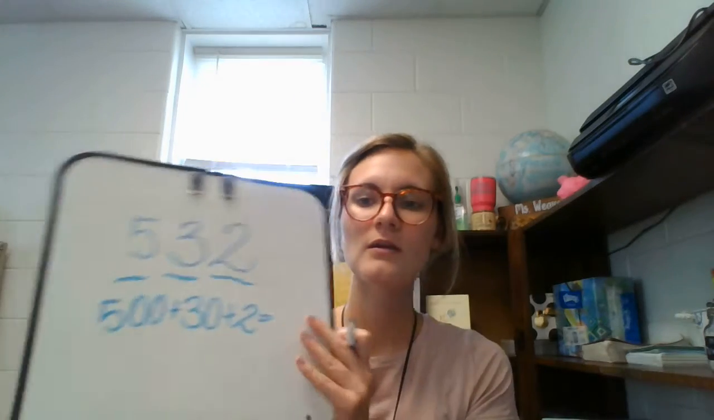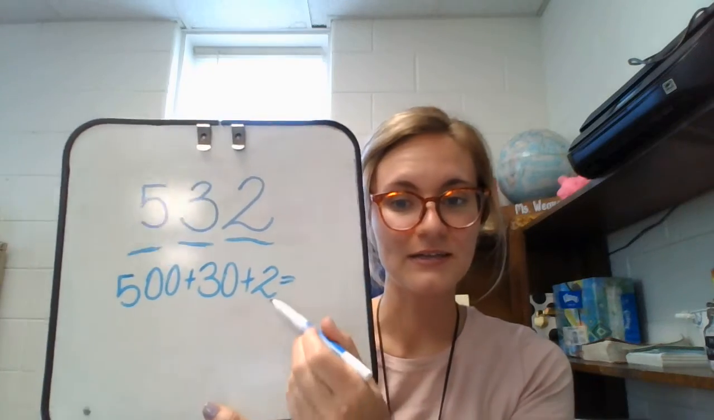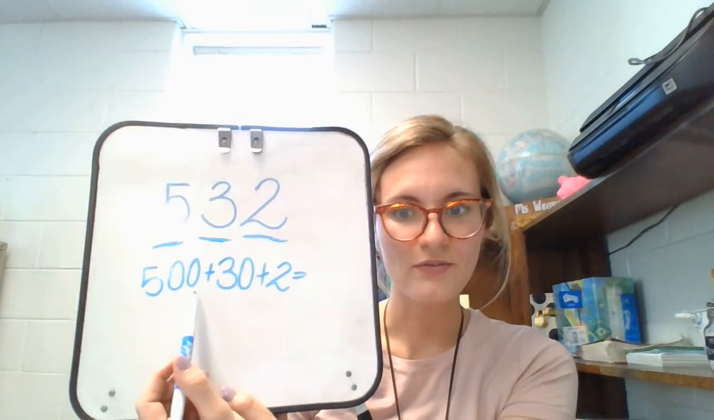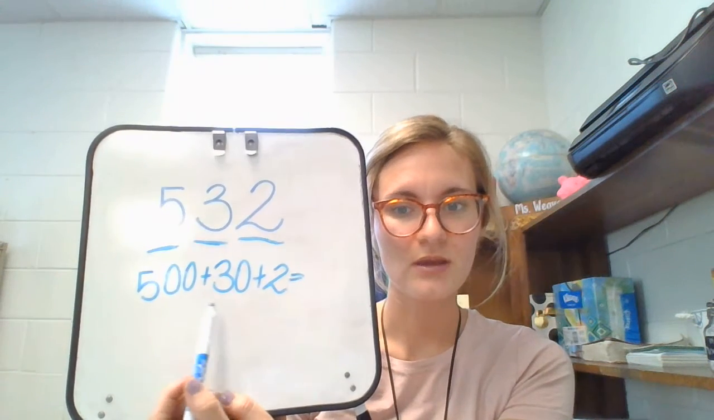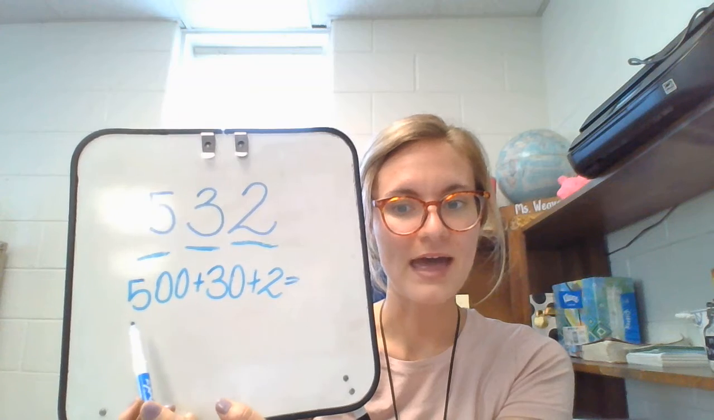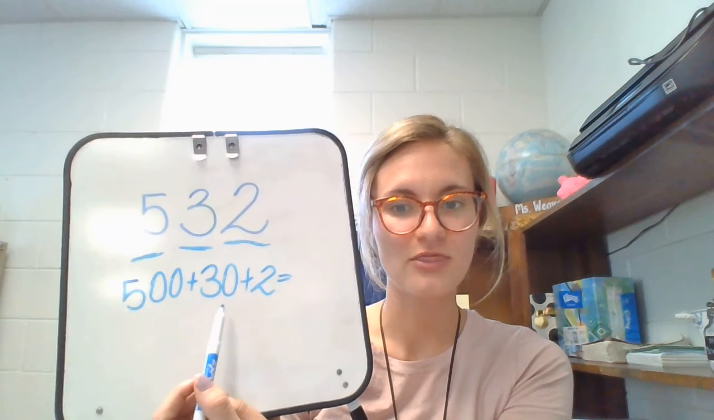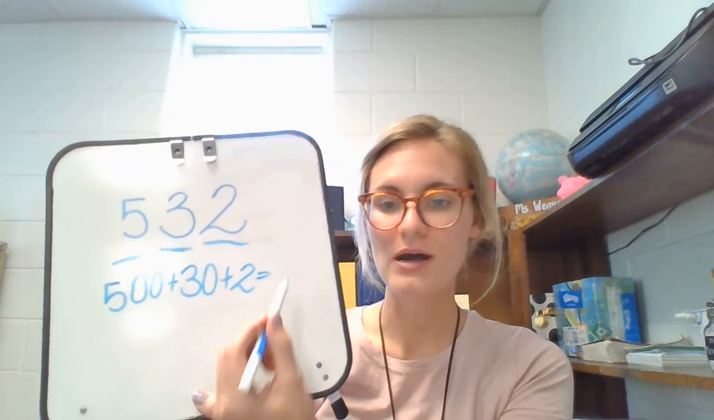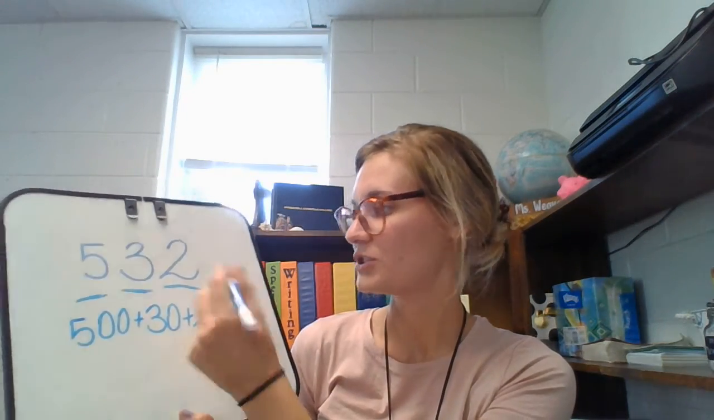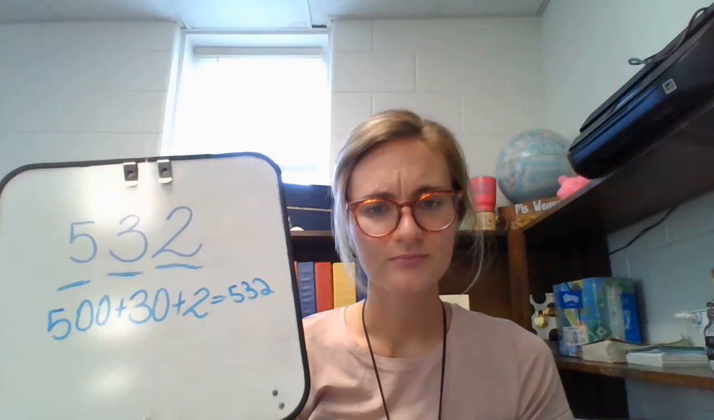So now I'm going to show you it in another form. Now I have it written down here in expanded form. So we have 500 plus 30 plus 2. Well, if I add 530 and 2, I will get 532, just like the number up here.